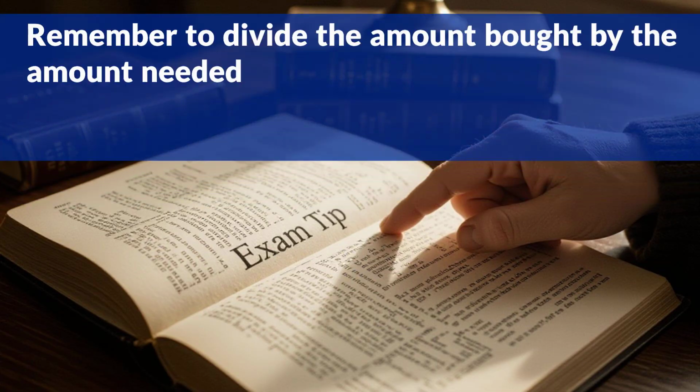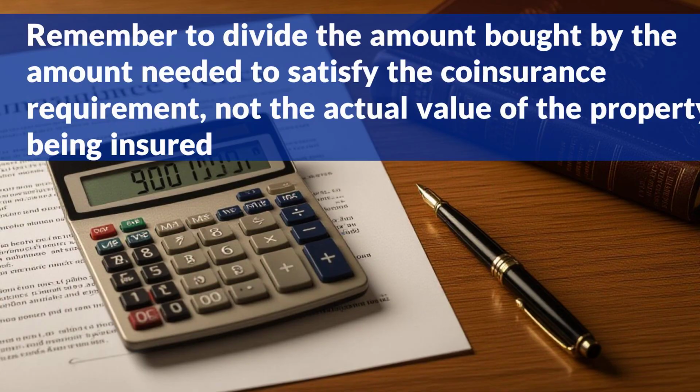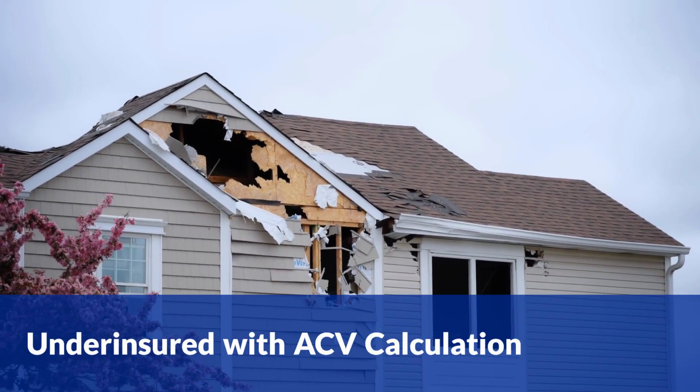Exam tip: in replacement cost coverage scenarios, remember to divide the amount bought by the amount needed to satisfy the coinsurance requirement, not the actual value of the property being insured. In this case, we divided by $80,000 rather than $100,000. Also, you may need to calculate the amount needed by multiplying the coinsurance percentage by the value of the insured property.